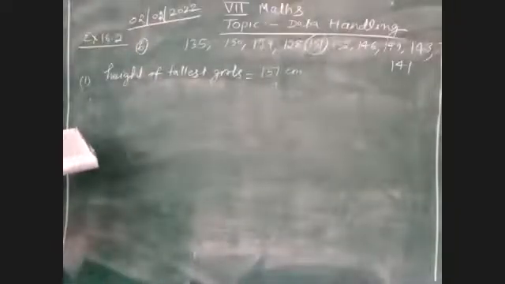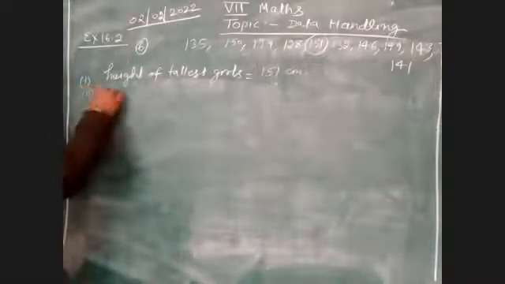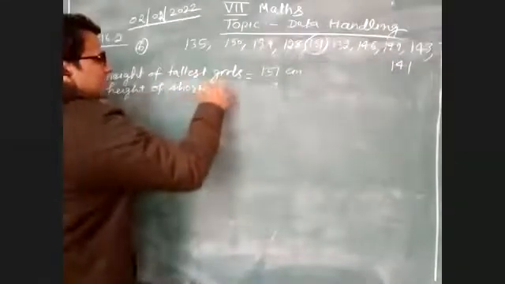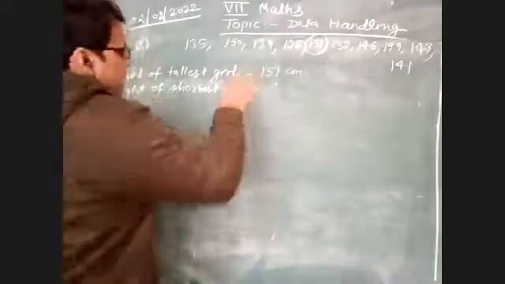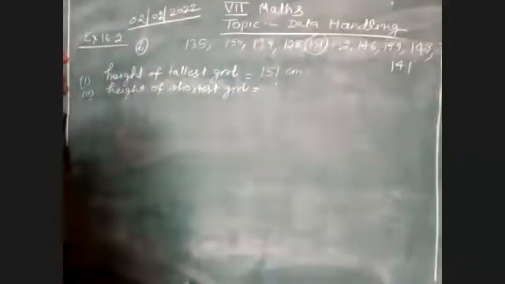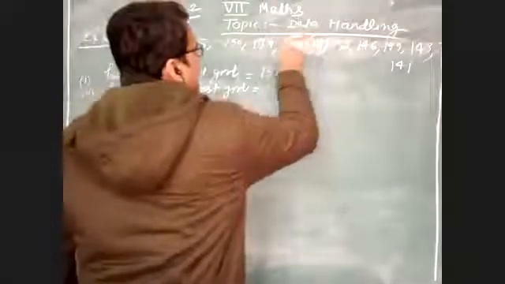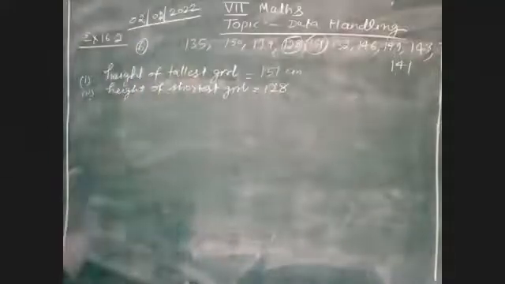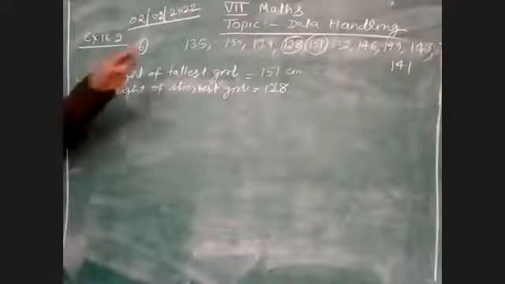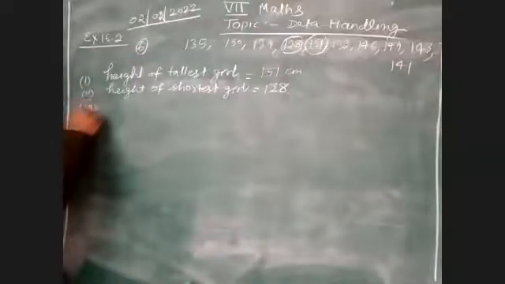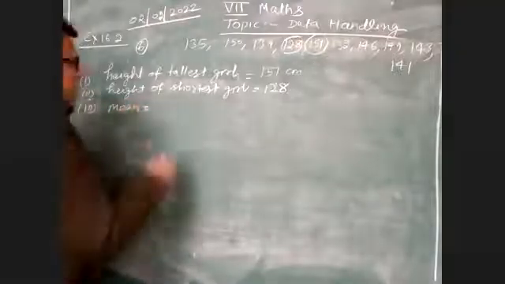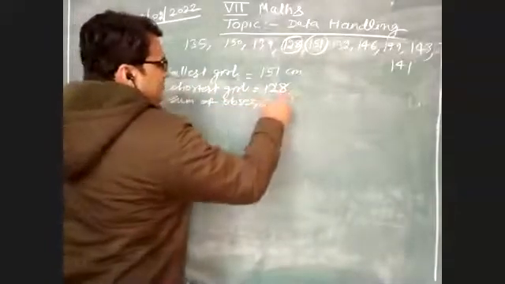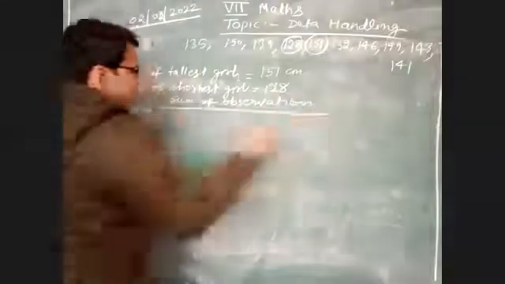And then what is the height of the shortest girl in the second part? Height of the shortest girl is, and what is the lowest value in this data? That is 128. So this will become 128. What is the mean height of the girls? Means for this ungrouped data you have to calculate the mean for the third part. So to calculate the mean, the formula is sum of observations divided by number of observations.